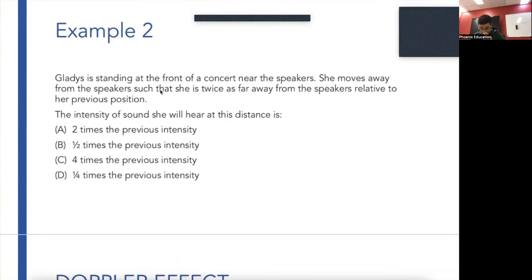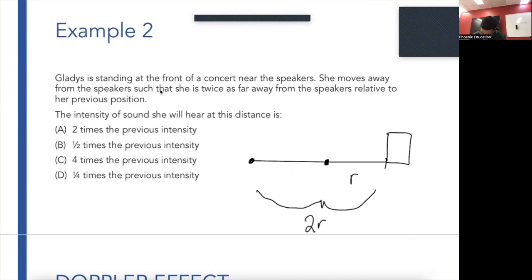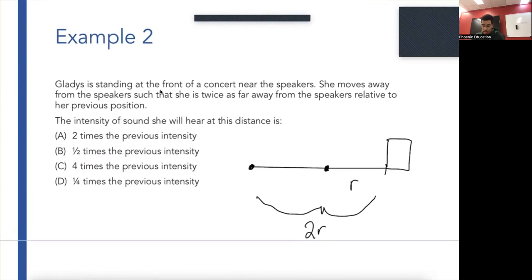Gladys is standing at the front of a concert near the speakers. She moves away from the speakers such that she is twice as far from the speakers relative to her previous position. So if this is a speaker, and Gladys is originally standing at some distance r, we don't really care what distance she's standing at initially. We just care that she's standing at a distance r. Then she moves away twice as far, so this total distance will then be 2r. The intensity of the sound she will hear at this distance is A, B, C, or D.